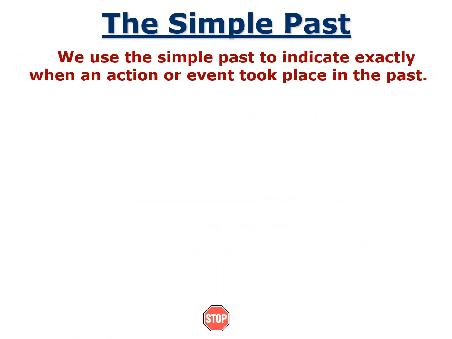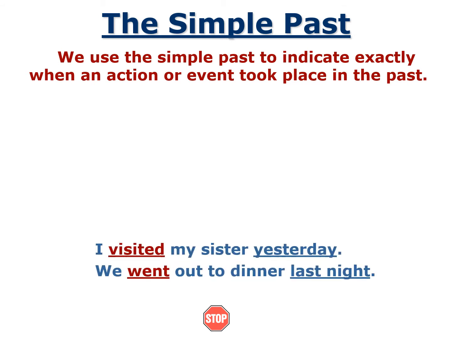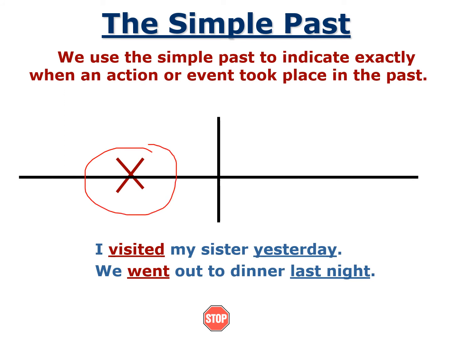We use the simple past to indicate exactly when an action or an event took place in the past. So let's have a look at this. I visited my sister yesterday, which is an action that is finished in the past. It took place in the past. We went to dinner last night, which means here, last night.